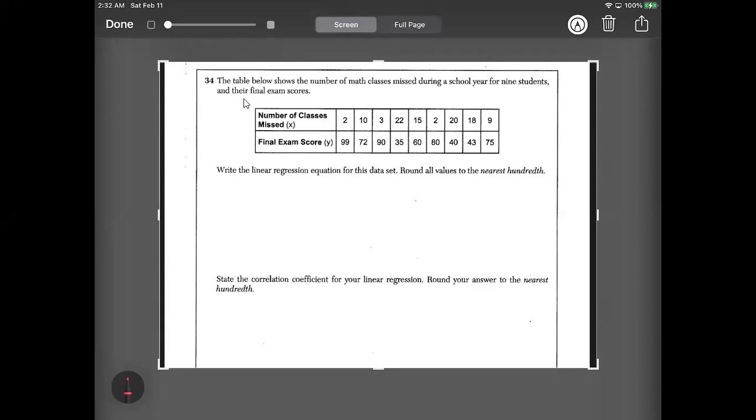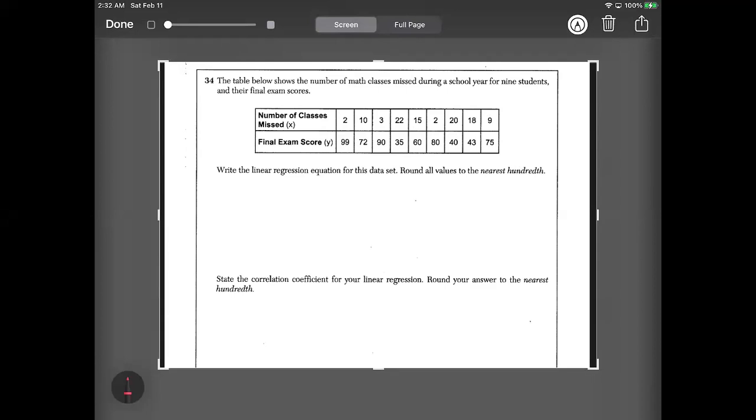I'm going to do question number 34 from the January 2023 Regents Algebra 1 Regents exam, and then I'm going to upload it to my YouTube channel for you to watch. This is a pretty simple question. This is something that we've been doing for a long time. Basically, we're going to take this table of values and create a linear equation from it.